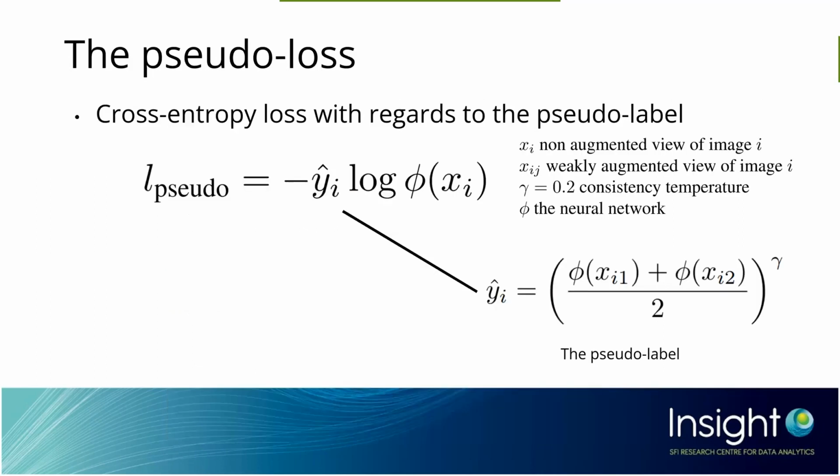So the pseudo-loss is a very simple term. It simply computes the cross-entropy between the pseudo-label that you output for an image, which you're not sure is going to be correct or not, and a prediction on an unaugmented view of the same image. The pseudo-label here is guessed using a consistency regularization approach, so simply an average of the prediction of the network on weakly augmented views of an image.